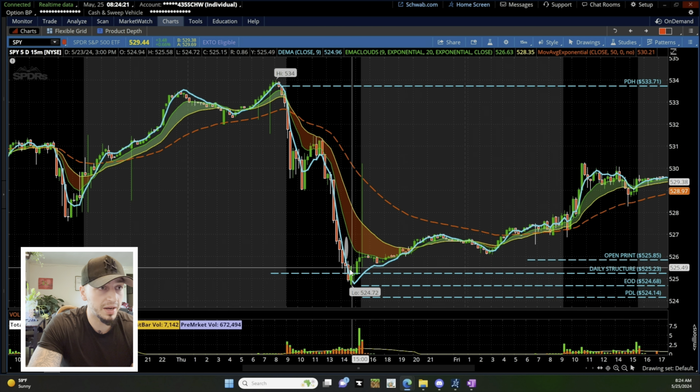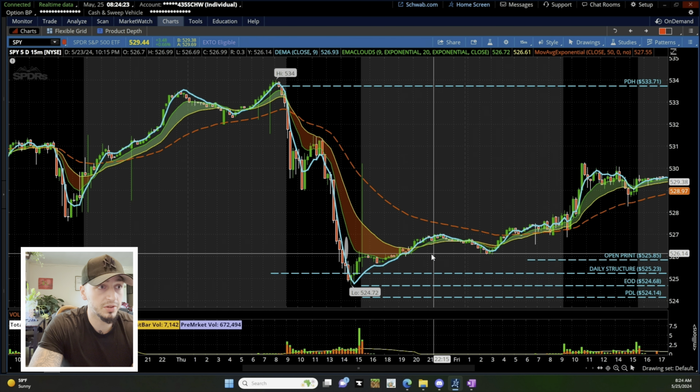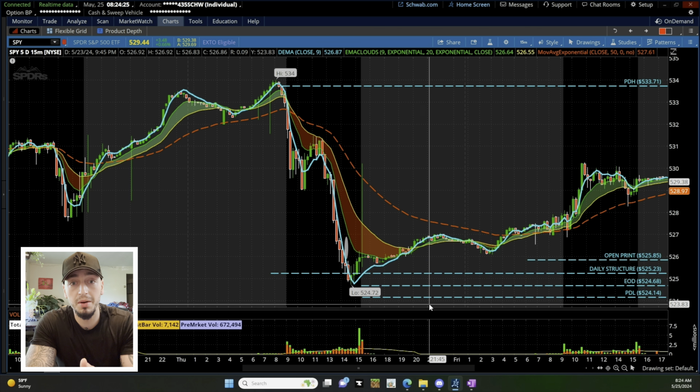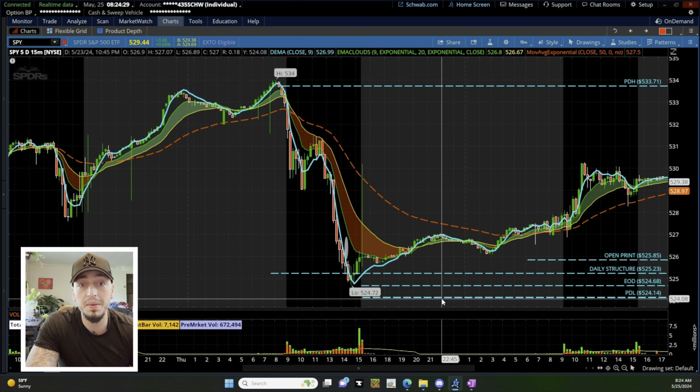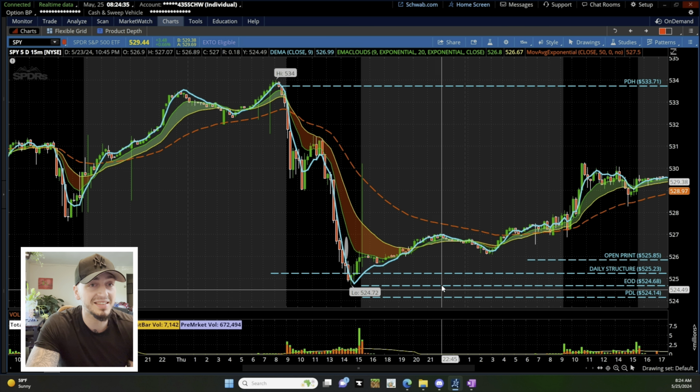First thing I'm going to highlight is my critical levels. Now, my critical levels are my pint numbers. That's end of day. That's previous day low. That's previous day high. And open print. We call her open print because she prints. And you're going to see why I say that in this lesson.